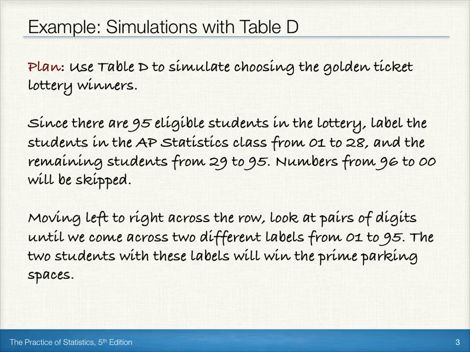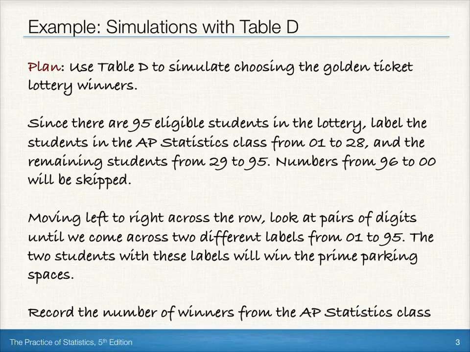Next, moving left to right across the row, we'll look at pairs of digits until we come across two different labels from 01 to 95. The two students with these labels would be the winners of the prime parking spaces. We'll record the number of winners from the AP Statistics class in each of these trials.